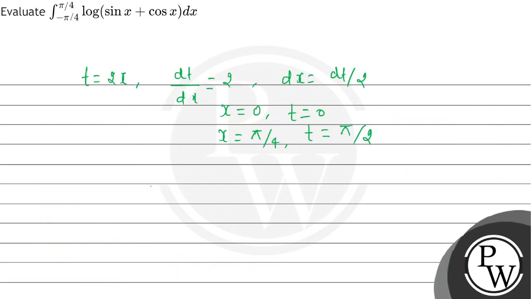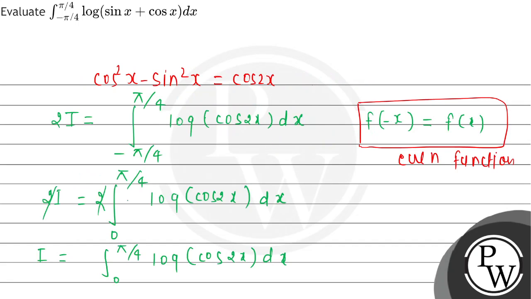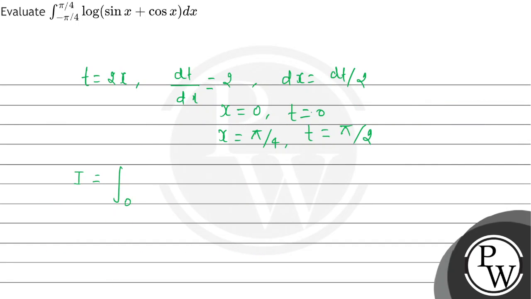So finally we can say here that I is equal to 0 at x equal to 0, t is equal to 0; at x equal to pi by 4, t is equal to pi by 2; and log of cos t dt by 2. So we can say it will be 2I after solving, the integration from 0 to pi by 2 of log of cos t dt.